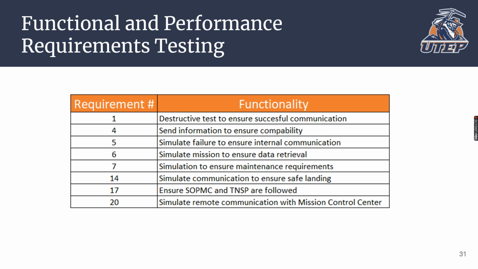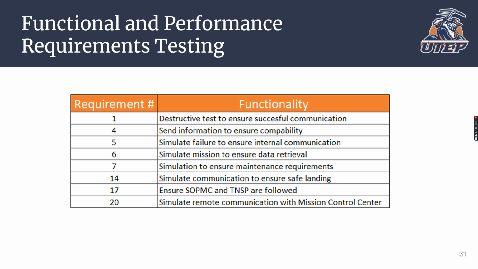And finally, we have a functionality for requirements test strategy. For requirement number 1, we induce a malfunction onto the system to ensure communication is still established with the satellite relay communication systems. For requirement number 4, we send data through communication modules to the satellite relay communication system to ensure compatibility. For requirement number 5, we simulate a random failure in the system to observe if the communication between the system, pilots, and ground controllers work.